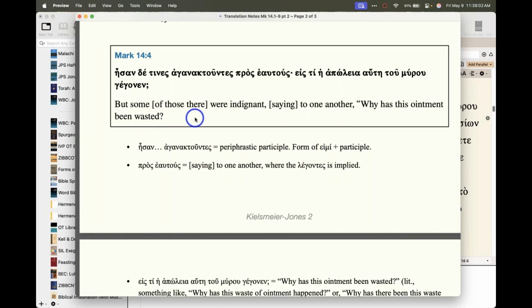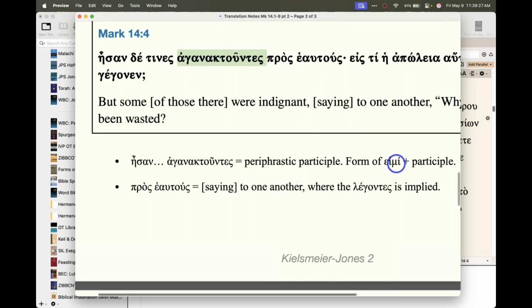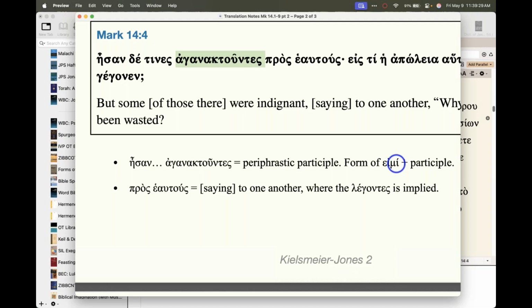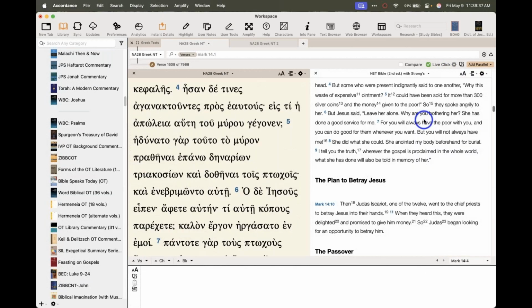Here's how I've rendered it. But some of those there, that's in brackets because that's not in the text, but I think it makes for a little smoother English. But some of those there were indignant, saying to one another, why has this ointment been wasted? We get a periphrastic participle, this esan and aganaktountes. So it's just a form of eimi, the to be verb, plus a participle. But some were indignant, or some, let's see how the NET renders this.